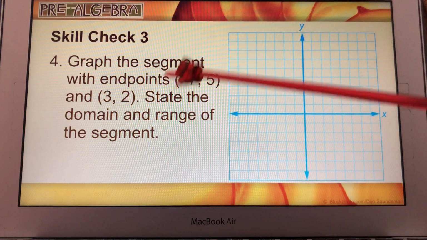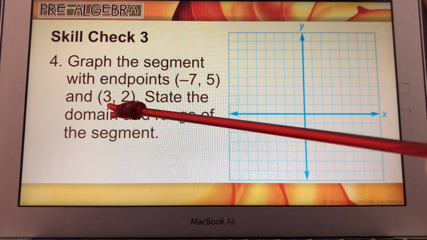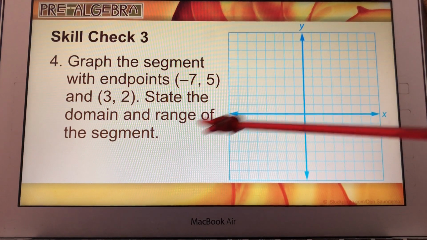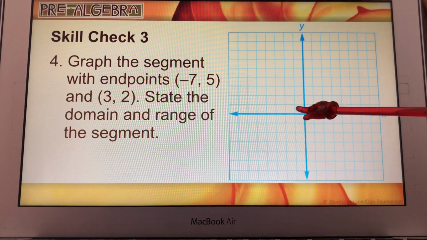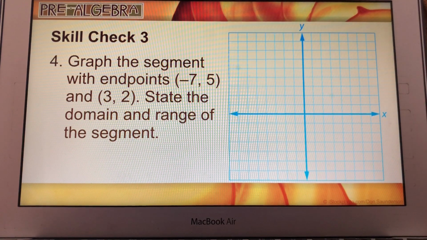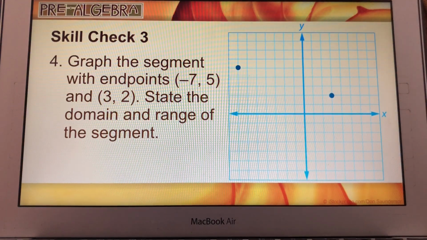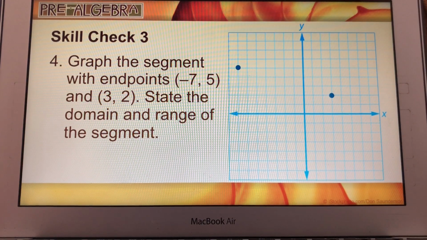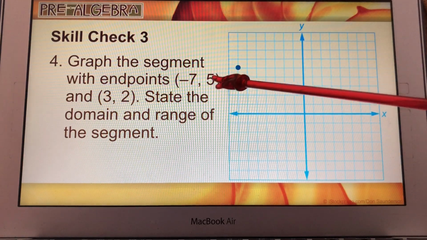Okay, now it says graph the segment with endpoints -7, 5, and 3, 2. State the domain and the range of the segment. So if you graph these 2 points, -7, 5, you're going to go up 5 here, and then 3, 2, okay? So here's our line segment, okay? Now, what's the domain? Remember, domain means what? Domain means your x values. That's going to be -7 and 3. Your range are the y values, 5 and 2.